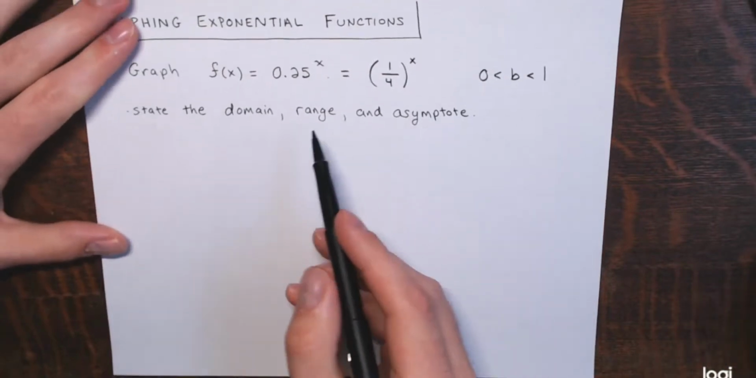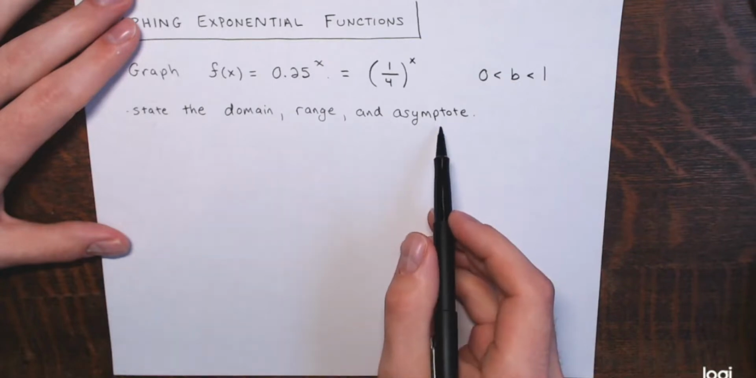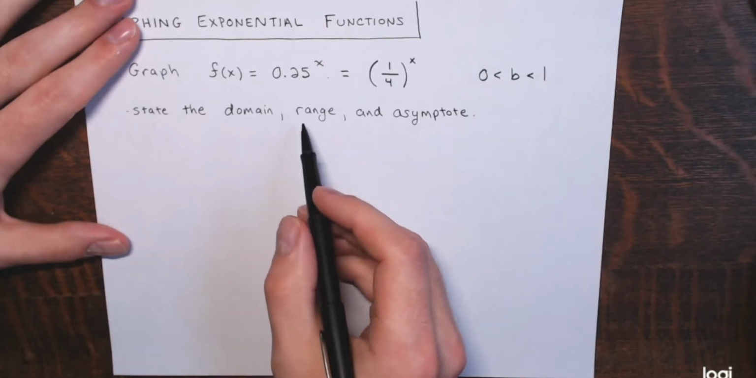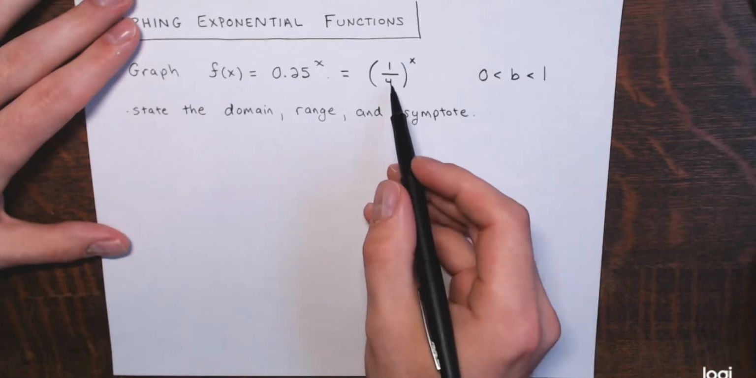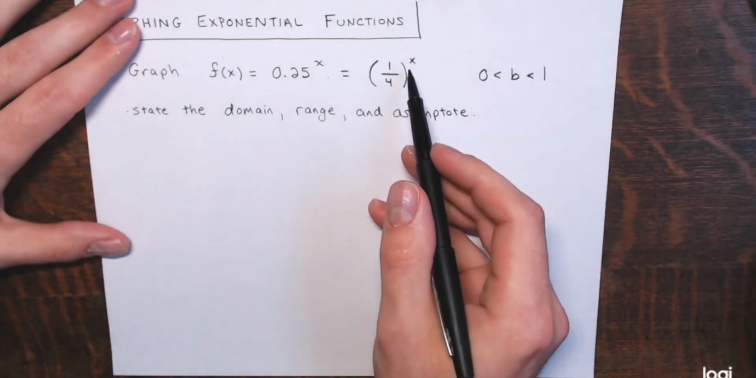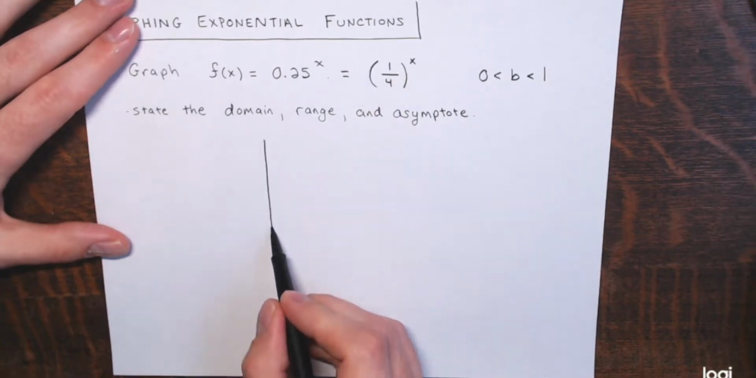Alright, and then I'm asked to state the domain, range, and asymptote. But it's going to be the same domain, range, and asymptote for any function that's just b to the x, a positive number to the x power. Now I could do it by hand.